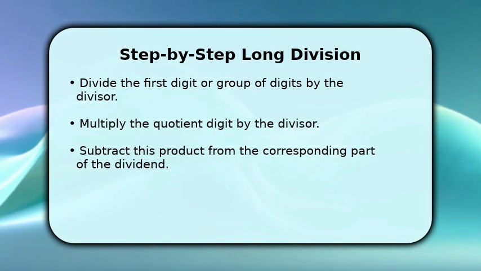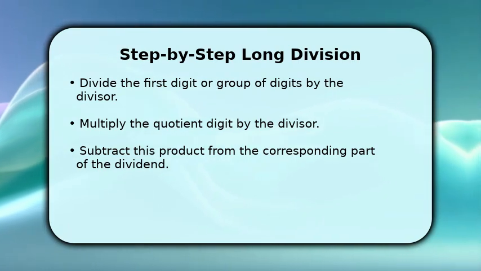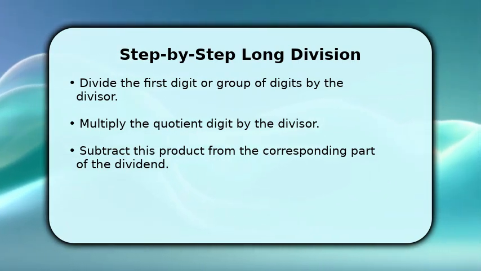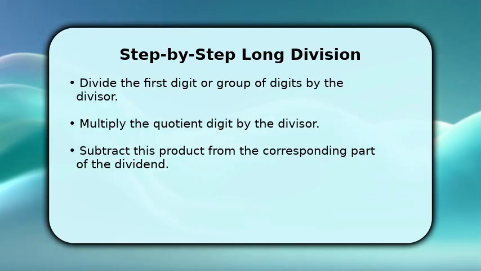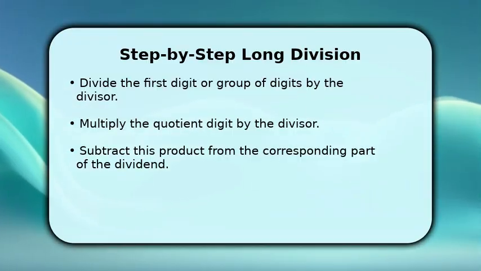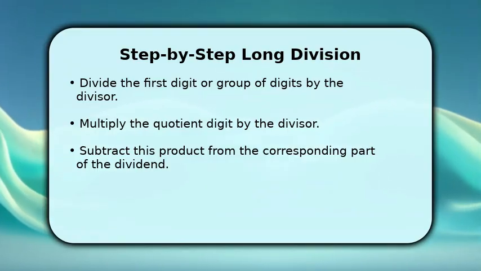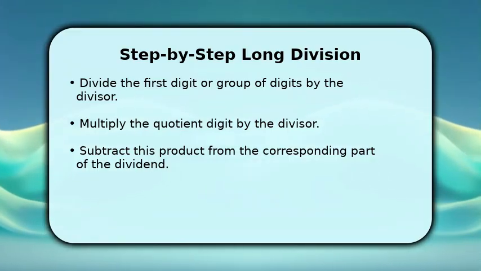Let's walk through long division. First, look at the leftmost digit of your dividend. See how many times your divisor fits into it. Write that number as the first digit of your quotient. Then, multiply this quotient digit by the divisor and subtract the result from the dividend part. Bring down the next digit and repeat the process until no digits remain.